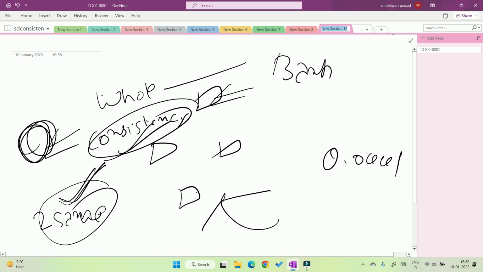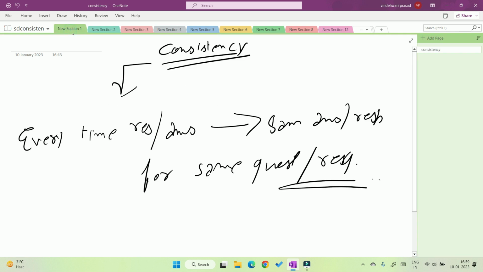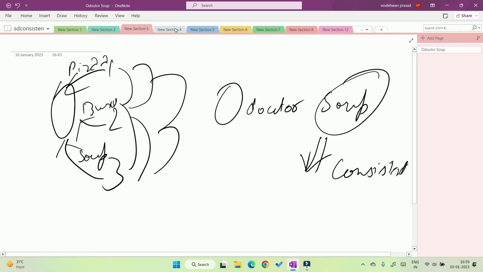So I hope you understand with these two examples that social media can give you the permission of eventual consistency, but banks, hotel booking sites or any transactional site always follow strong consistency. Otherwise they may lose hundreds of thousands of crore rupees. So I hope you understand what consistency is with the two real life examples.